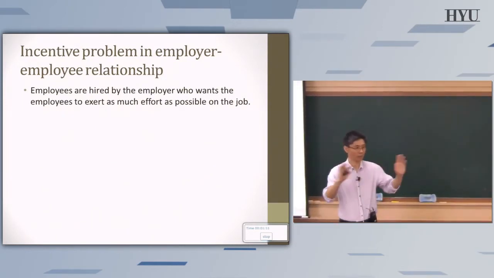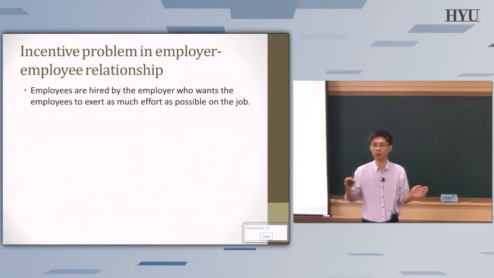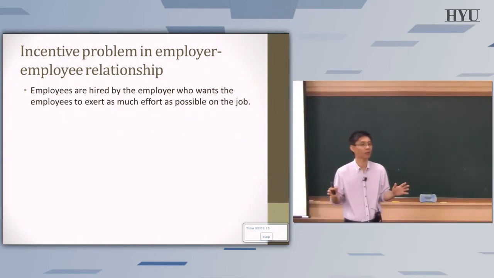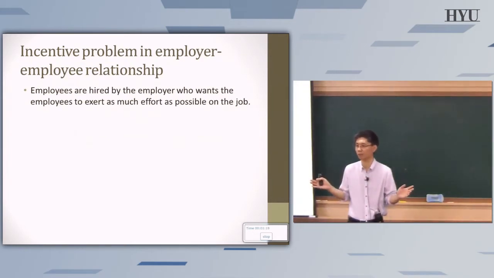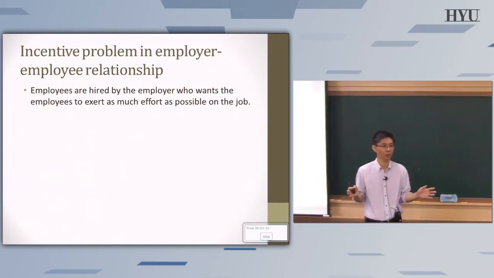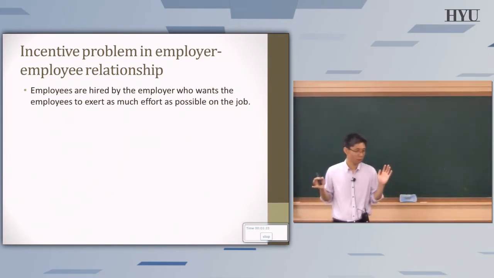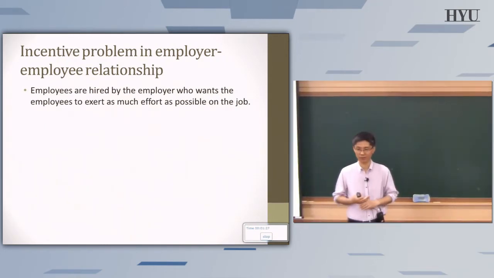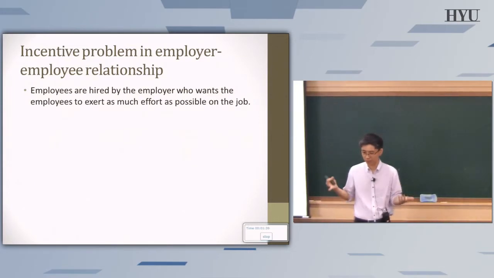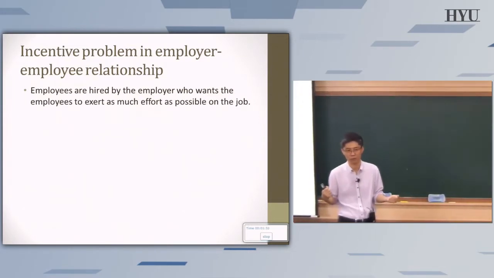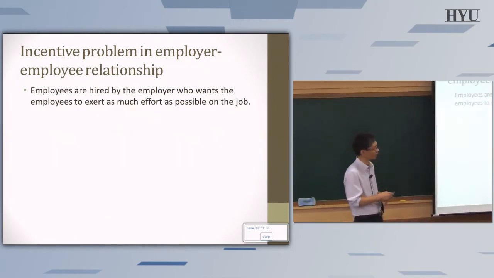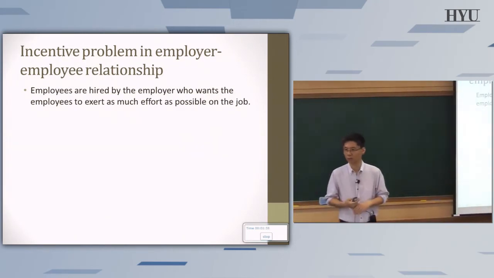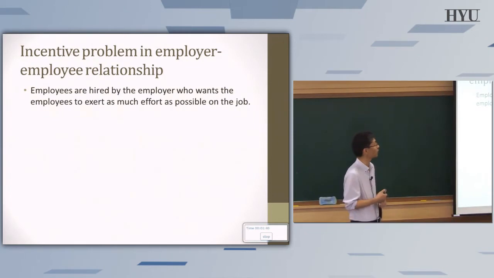Obviously, if the pay is the same, the workers will prefer to work in easier jobs, right? Let's say the pays are the same, everything else equal. Nobody wants to work harder than necessary. That's the incentive problem. The employer wants their employees to exert as much effort as possible on the job, so they want them to work really hard.